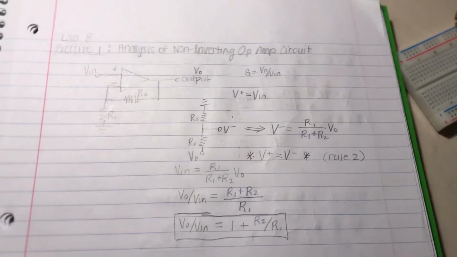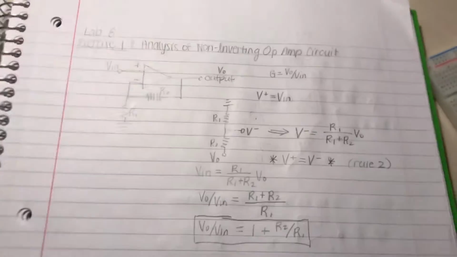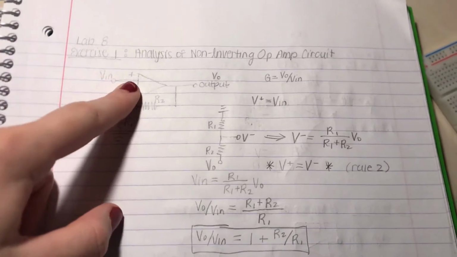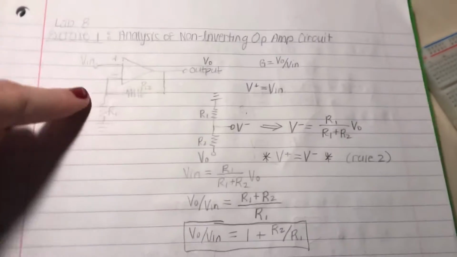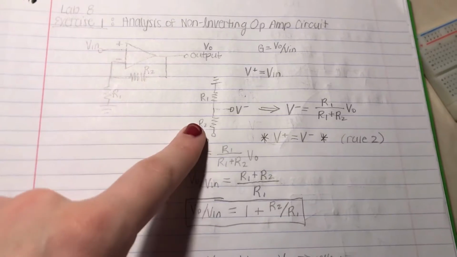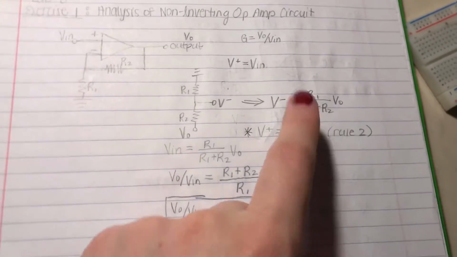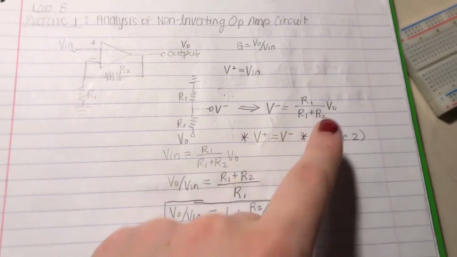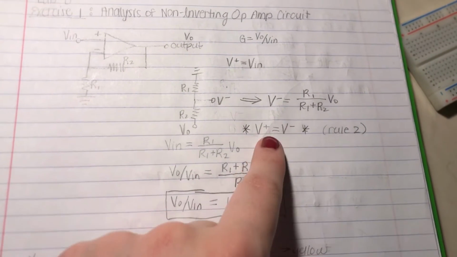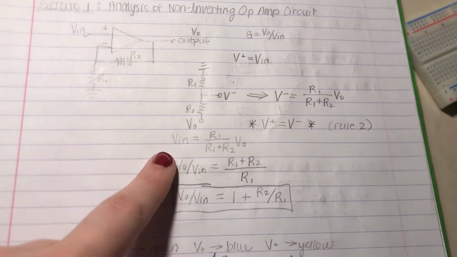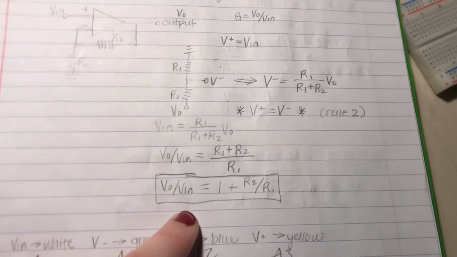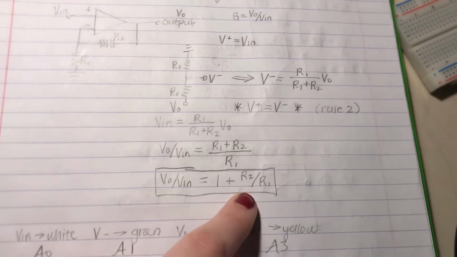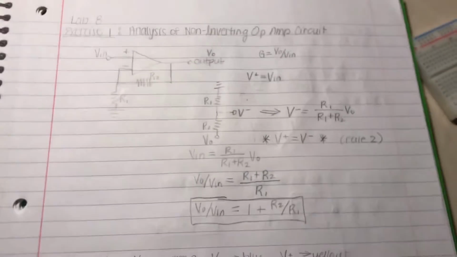Here's an analysis of the non-inverting op amp. So going through looking at each node, we know that Vin and V plus are going to be equal. And also we can use a voltage divider to find V minus. So using this voltage divider with R1 and R2, we can get a relationship there in terms of V out. And then since we know that V plus and V minus are equal, we get that relationship in terms of V in and V out. So ultimately the gain, V out over V in, will be 1 plus R2 over R1.